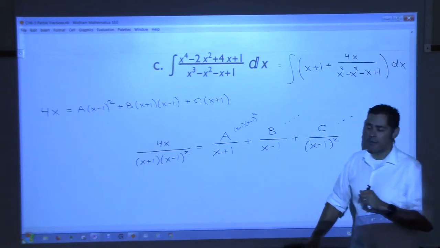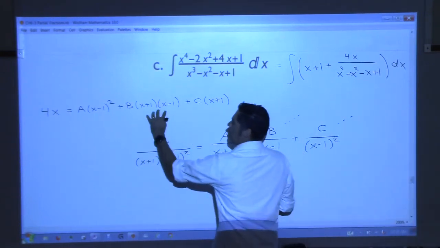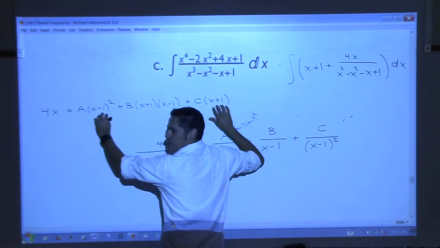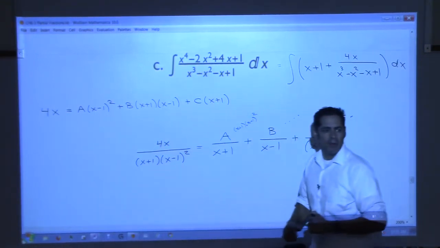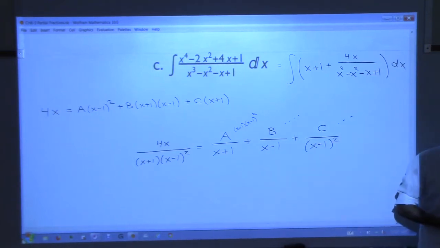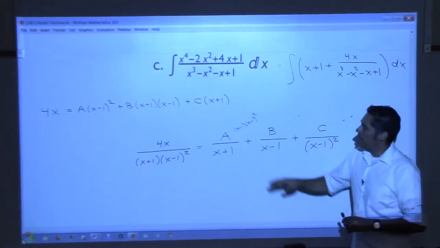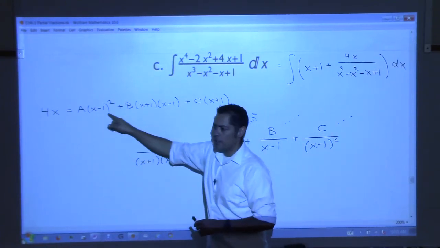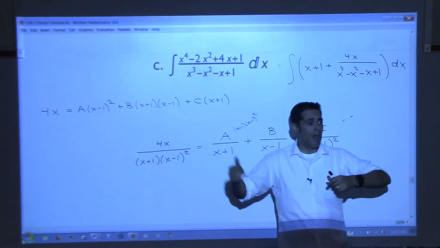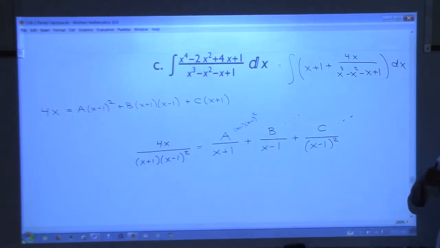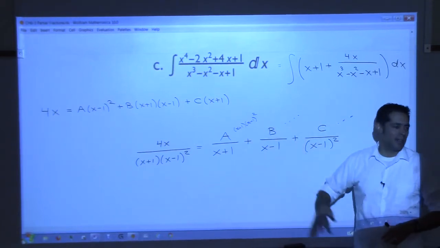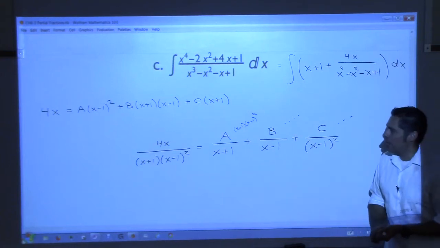Now, could you get B? To get B, I have to kill these two off. But they don't have any common factors. So I can't kill them off without killing off b, right? Could I get c? Well, yeah, I could let x be 1, right? So I could get a the short way, I could get c the short way, but I can't get b the short way. Now you could actually walk down that road. You could go figure out what a is, figure out what c is, then there's a way you could get to it.